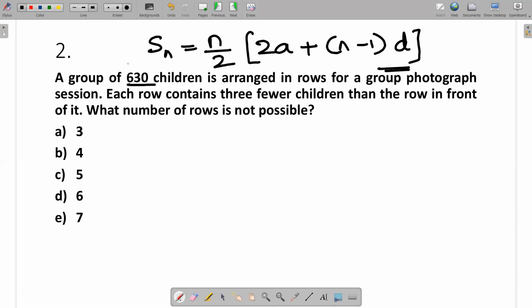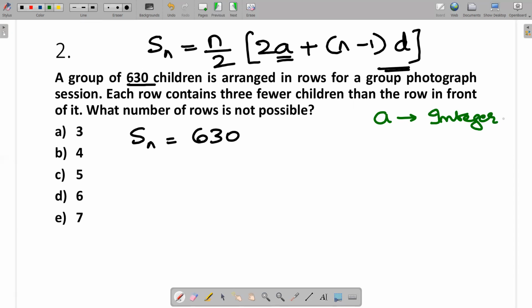Now, this sum of n terms is given to be 630. You are dealing with some children here, so the number of children in the first row has to be an integer. Kindly note that the reference we have here is a, and this has to be an integer.